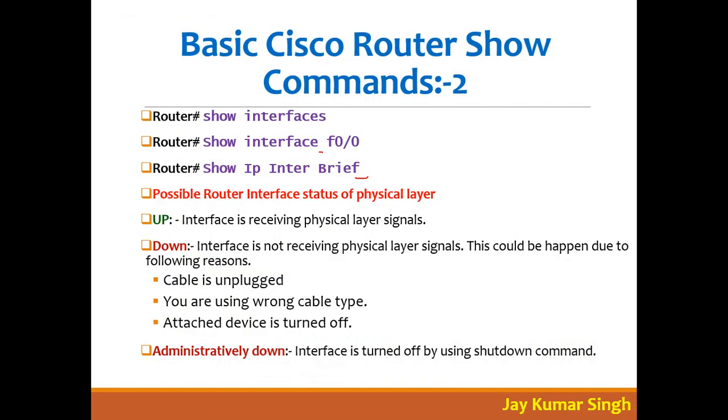If it is down, then the interface is not receiving any physical signal, which could happen due to the following reasons: the cable is unplugged, maybe you have connected the wrong cable, or done some wrong configuration. But if it is administratively down, it means the administrator has disabled the interface manually, so you have to go and do shutdown and then no shutdown to enable it.